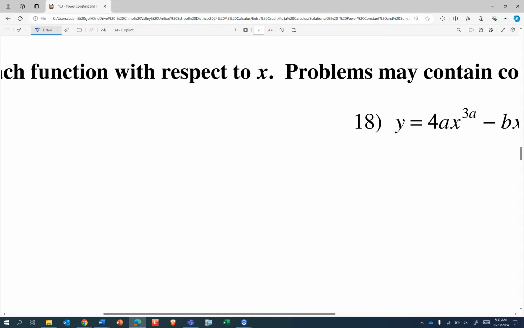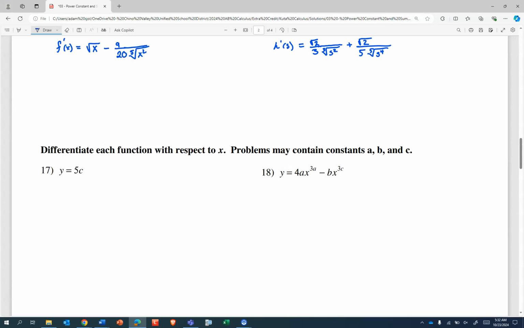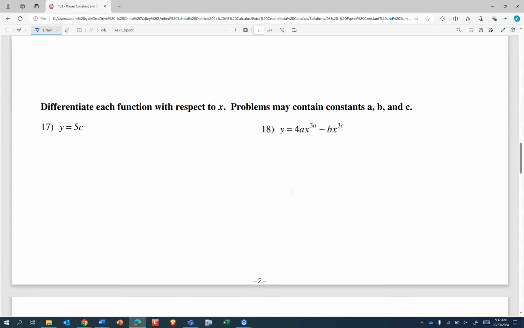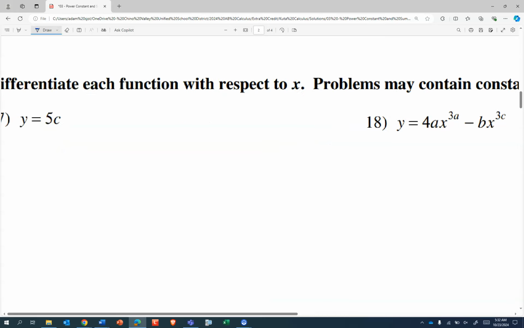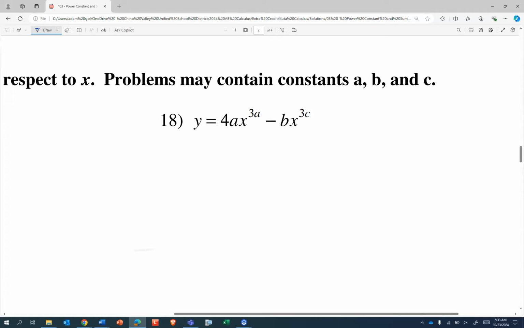Oh man, a little bit more. Now I know how you guys feel. Differentiate each function with respect to x. Problems may contain constants a, b, and c. So, okay, so y equals 5 times c, that's 5 times some number. That's actually a pretty easy derivative. The derivative of a constant is 0. So 5 times 1, 5 times 10, doesn't really matter what 5c is, but 5c is a number.